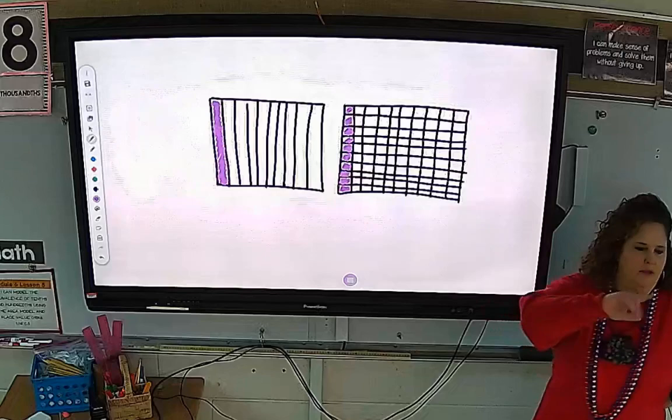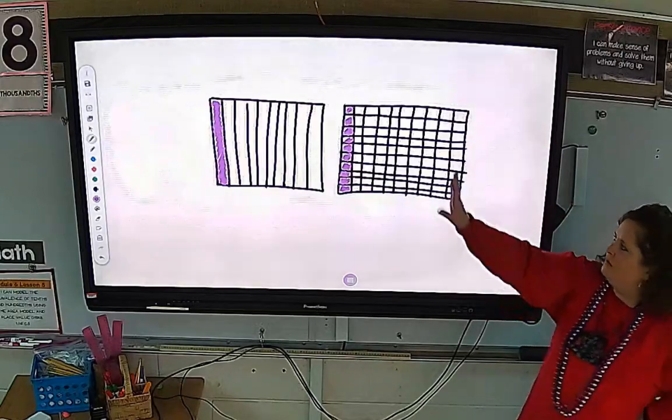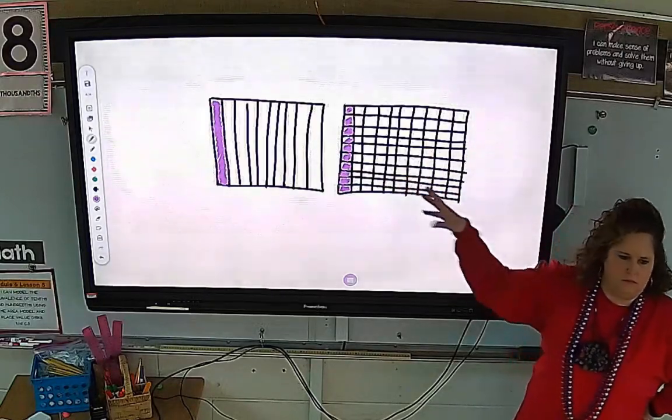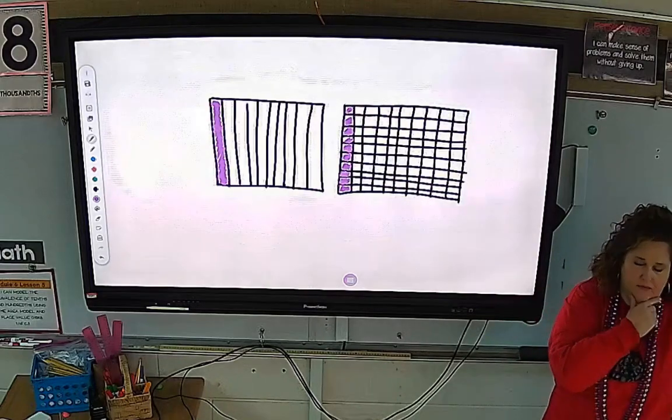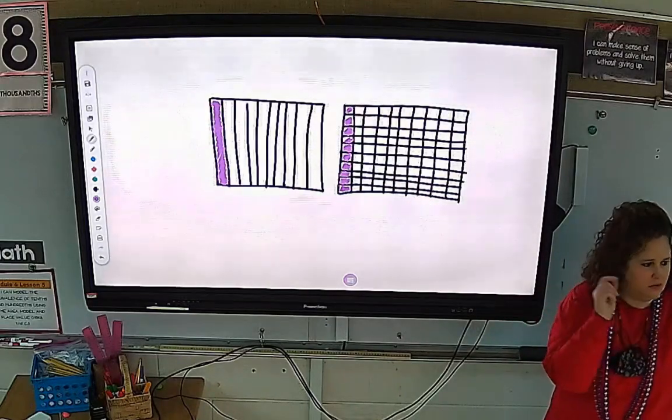Okay. So our first observation, same amount, but it is cut differently. Anything else that you notice?